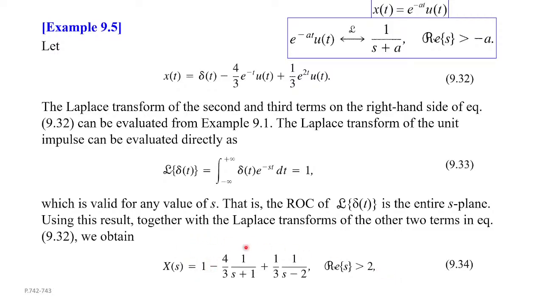And the region of convergence of the delta is everything. So it didn't give you any more restriction. So the region of convergence is just Re(s) bigger than 2, because you have sigma bigger than -1 here and sigma bigger than 2 here, and the 2 is the stricter one. Any question?